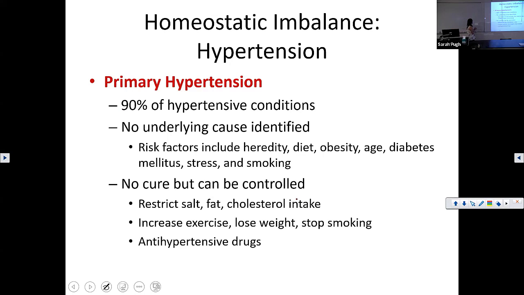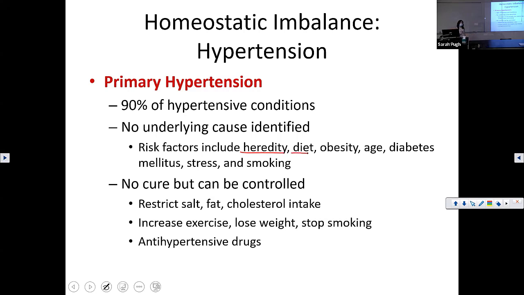90% of the time, people with high blood pressure have something called primary hypertension. This means there is no underlying cause. Risk factors for primary hypertension a lot of times are genetics. So if your mom's side of the family or dad's side of the family has high blood pressure, there is a strong chance that you might have it as well, even if you're thin, even if you're healthy, even if you exercise. So heredity, diet plays a huge role.